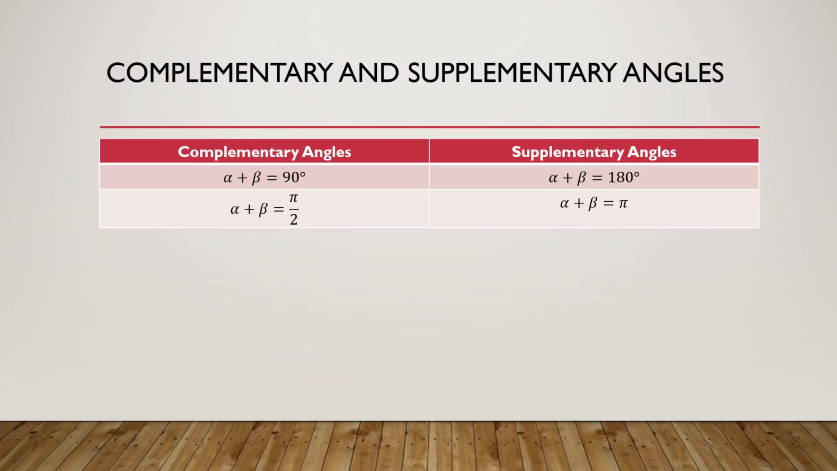Complementary and supplementary, they haven't changed meaning. Complementary means you're finding two angles that add to 90 degrees. In terms of radians, that just means two angles that add to pi over 2. And supplementary, two angles that add to 180 degrees. And in radians, that means the two angles add to pi radians.